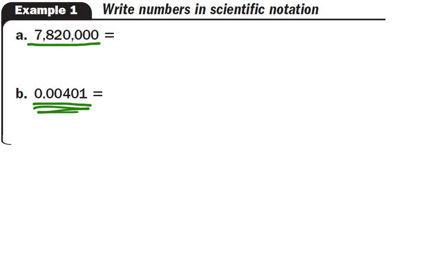So if we want to express example 1a here in scientific notation, we need to write that as 7.82. Those remaining zeros, I don't need them.